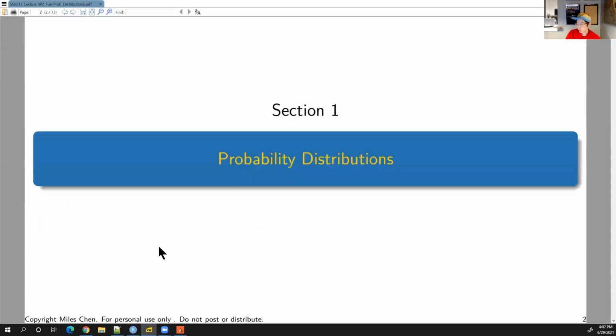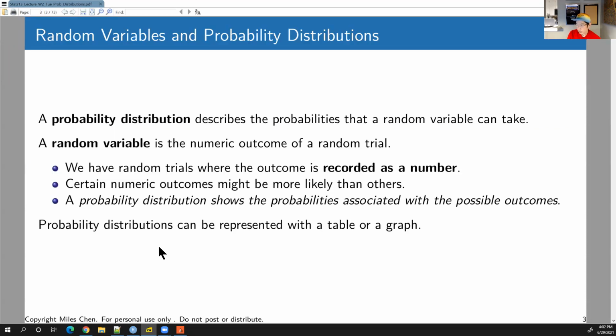Okay, so again, today we're talking about probability distributions, and basically a probability distribution describes the probabilities that a random variable can take. In last week's lecture, we covered what a random variable is: the outcome to some kind of random trial, and that outcome has to be recorded as a number. It could be that you flip a coin a certain number of times and record how many times it landed heads, or you pick a person at random and record how tall this person is. Those are numeric outcomes.